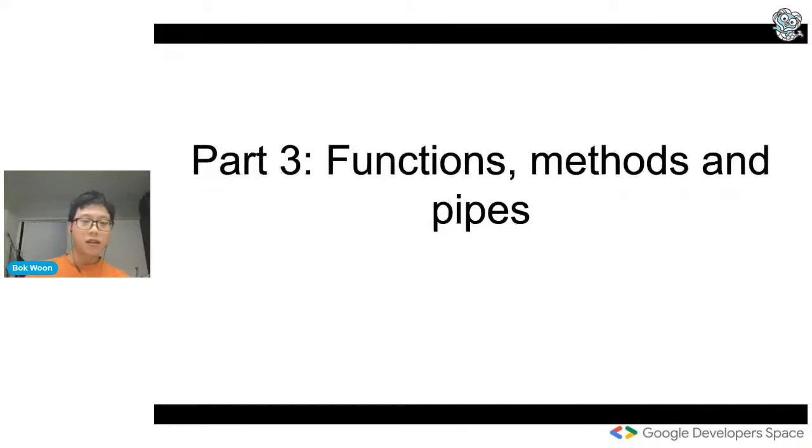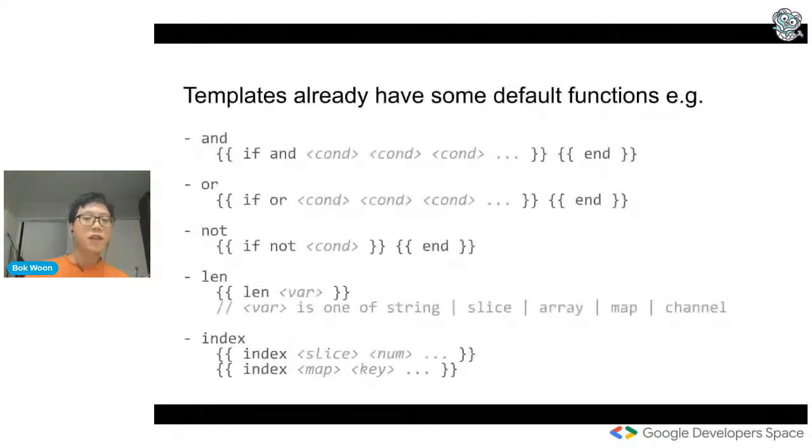Okay, so part 3 is functions, methods, and pipes. Templates already have some default functions that you can use. So there's and. You can do if and, condition, as many conditions as you want. It will gather them up and then run the and on all of them. Or you could use or, the equivalent, or not, which just accepts one condition. There's len, which will check the length of a variable, where the variable is either a string, a slice, an array, map, or channel. Or you could use index. If you index a slice, you must pass in numbers and you'll access the slice elements. If you pass in a map, you can pass in the key and you'll access the map accordingly.